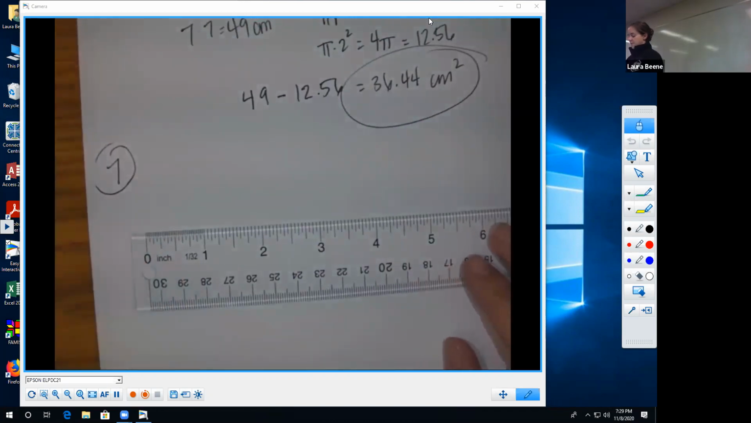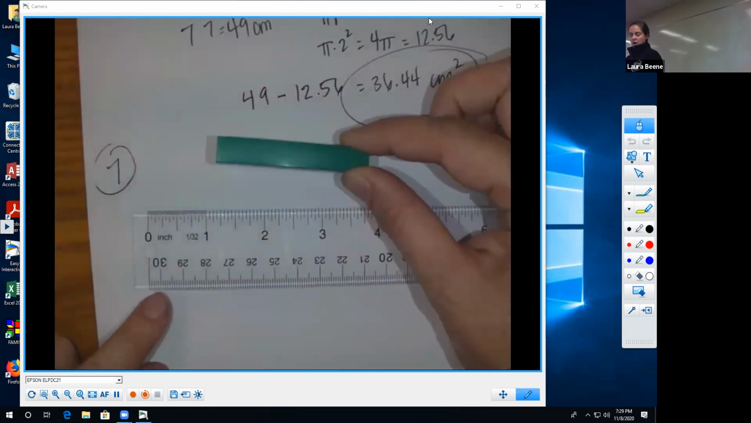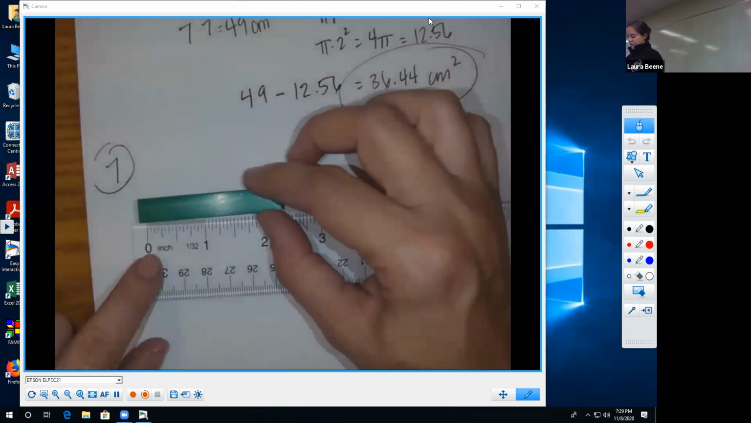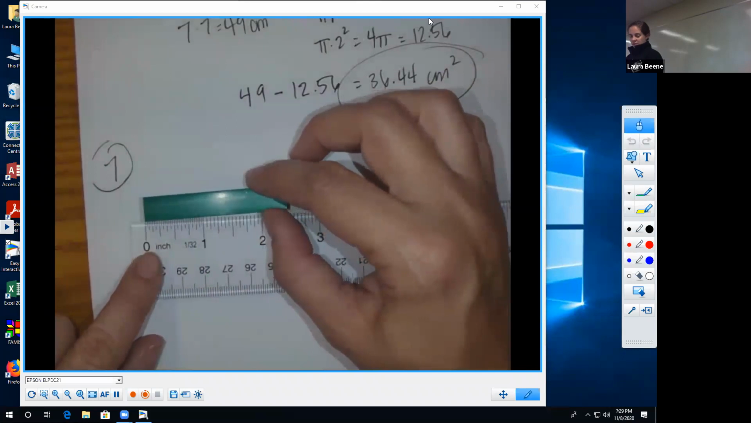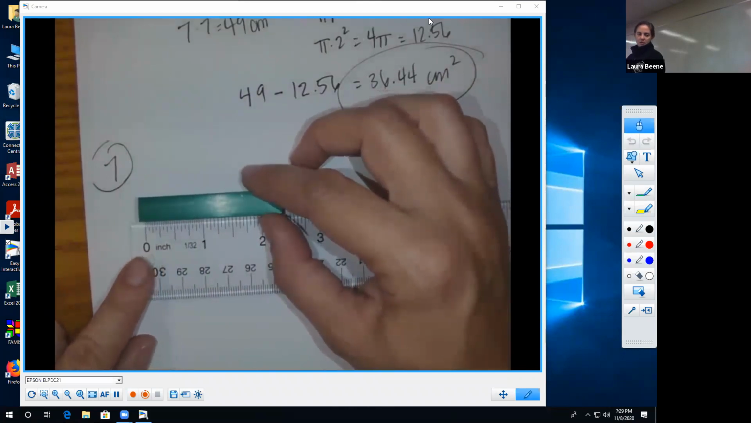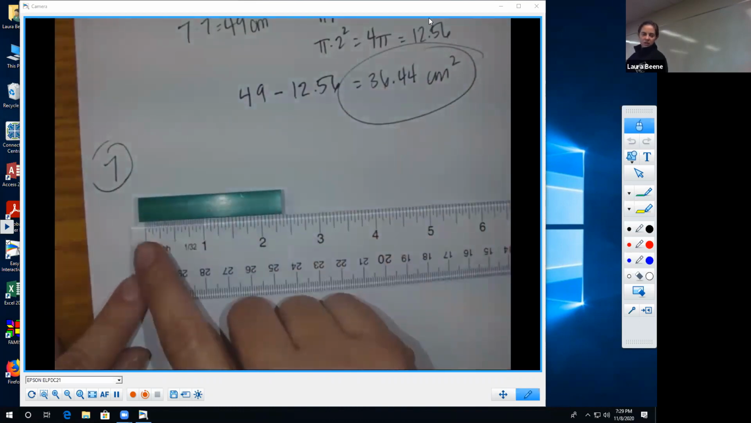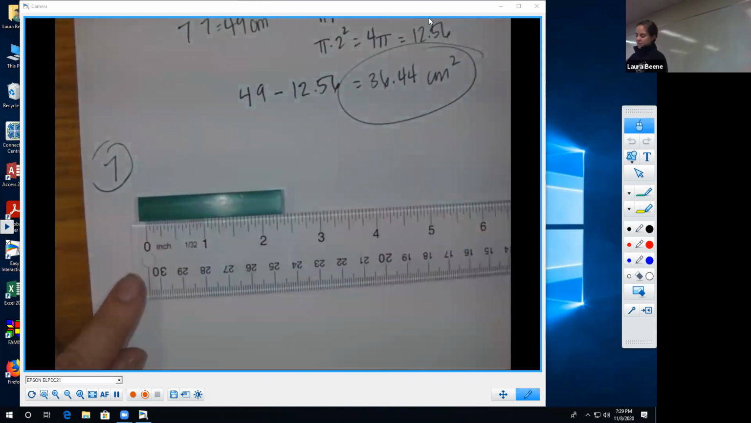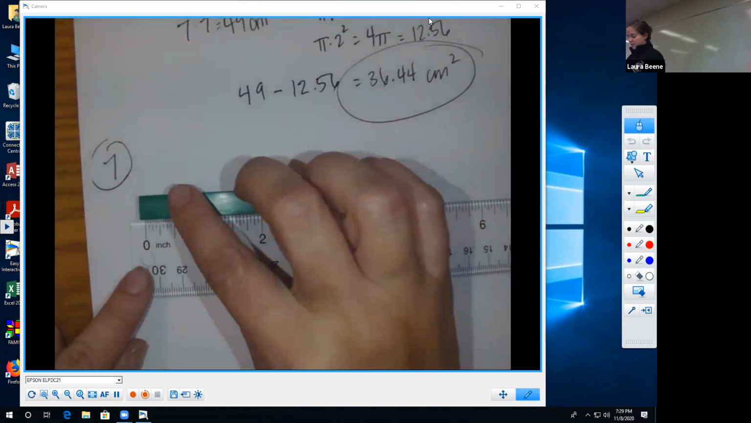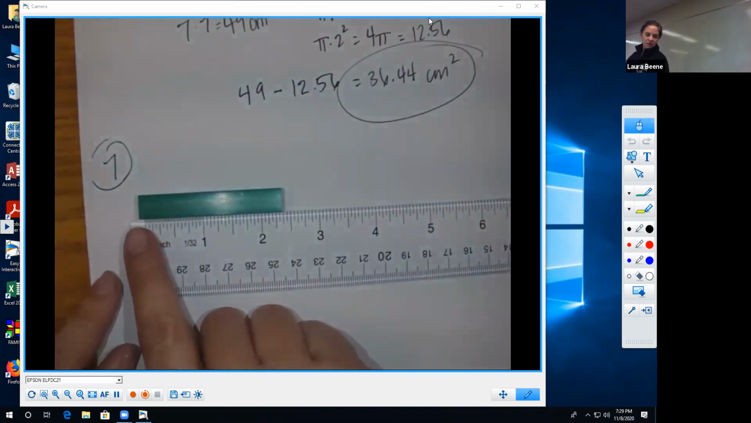So if I'm measuring, let's say I'm measuring this piece right here, you have to start at the 0. You can't start at the end of your ruler. You have to start at 0 here. It's kind of hard to see on the camera because right now it's measuring it perfectly with the 0, but on the camera it looks like it's not.